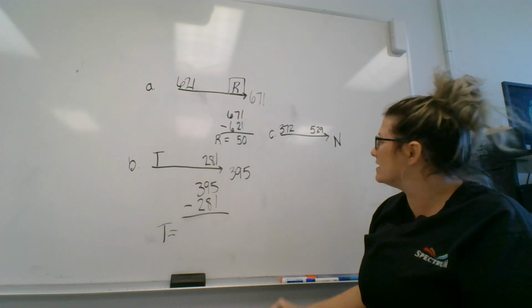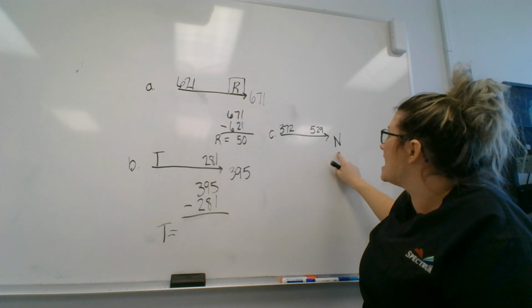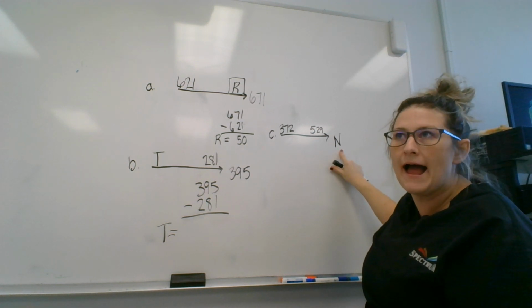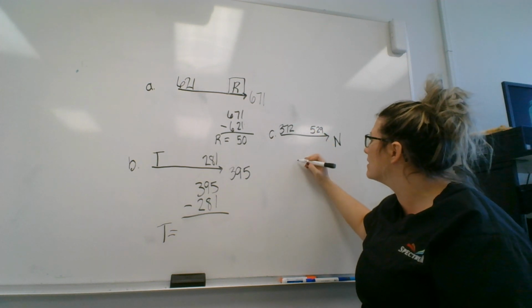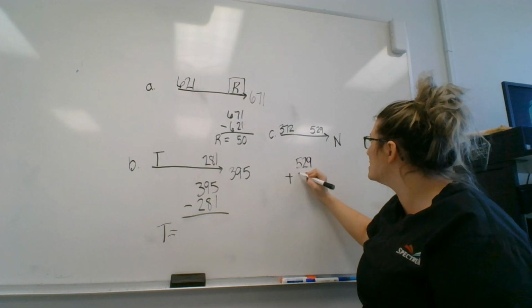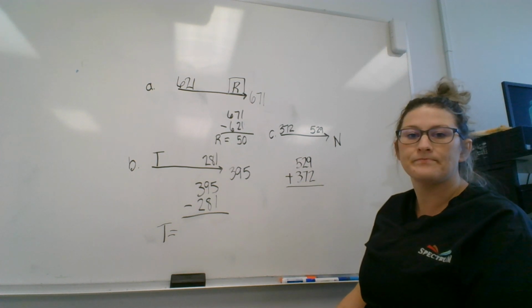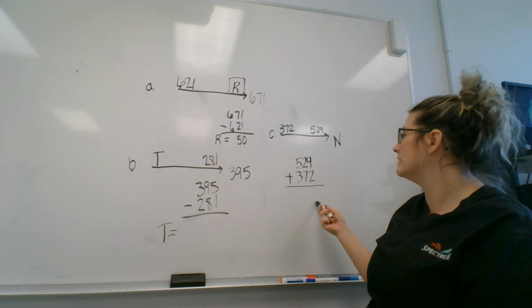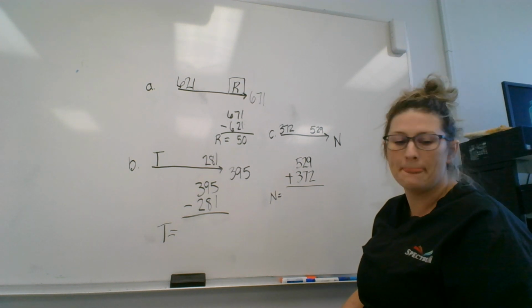I know that it's a little bit hard to see, but this time I'm missing a big number. I have to solve for N. So if I'm missing a big number, I add, because I have to add my two smaller numbers to get my big number. So I like to start with the bigger number first, 529 plus 372. You will have to carry in this one, okay? You are solving for N in C.